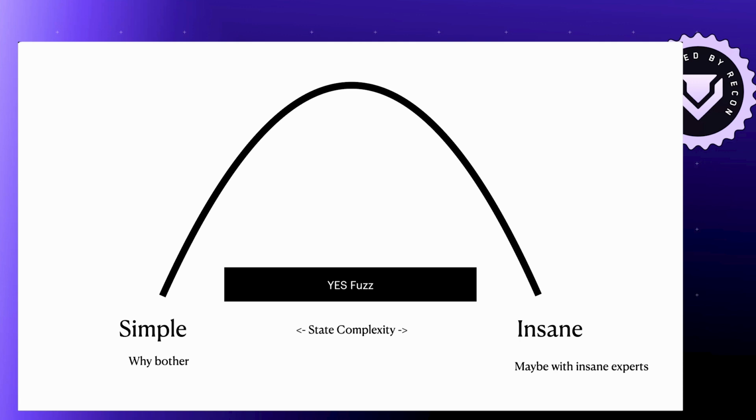One of the big things is the state complexity possibilities. It used to be that it was only worthwhile to fuzz things that were just on the right side of the yes-fuzz set here. If something is really, really simple, there's probably not much benefit to fuzzing it. And if something is insanely complicated, then you probably need a super expert to work with it. But if you've got dozens of possible states that something can be in, then fuzzing is a fantastic thing for this.